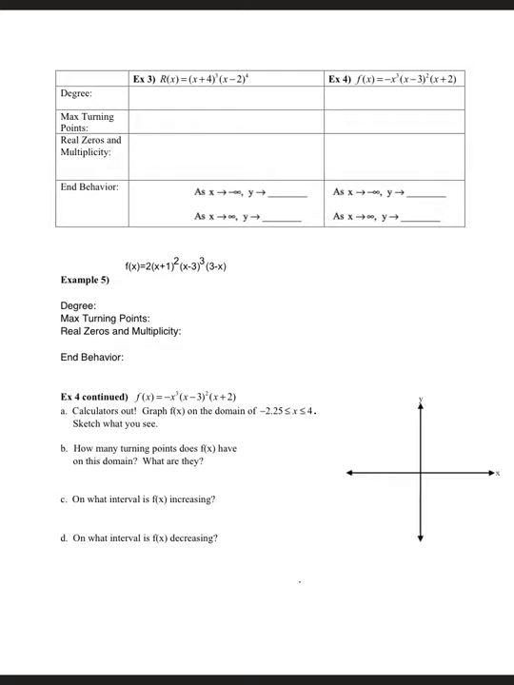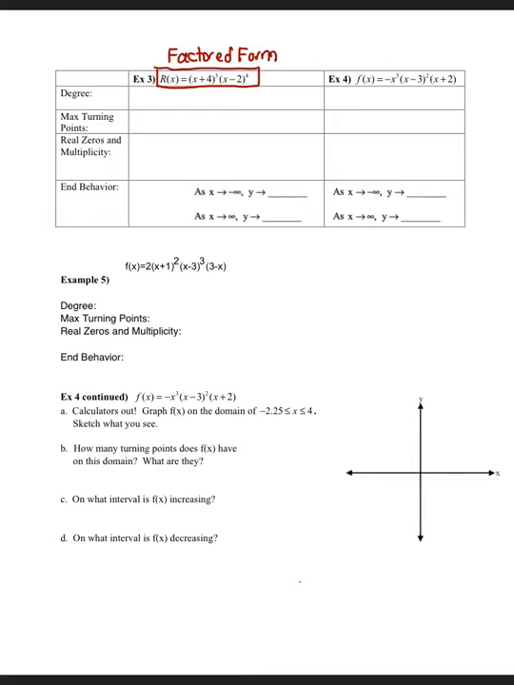So now let's take a minute and examine a couple of functions, putting some of this information together. In example 3 here, we have a polynomial function that is currently in factored form, because we can see that it is written using these linear binomials. We want to determine the degree.